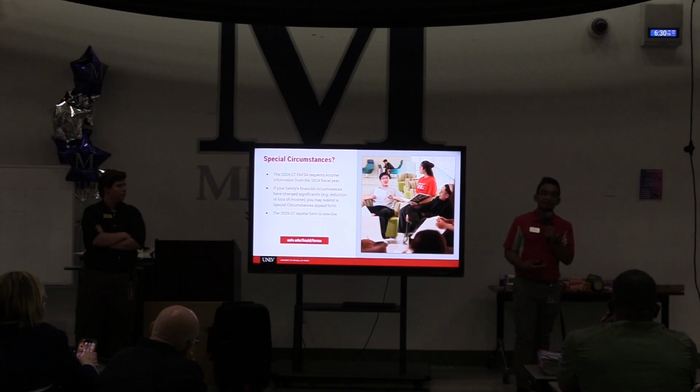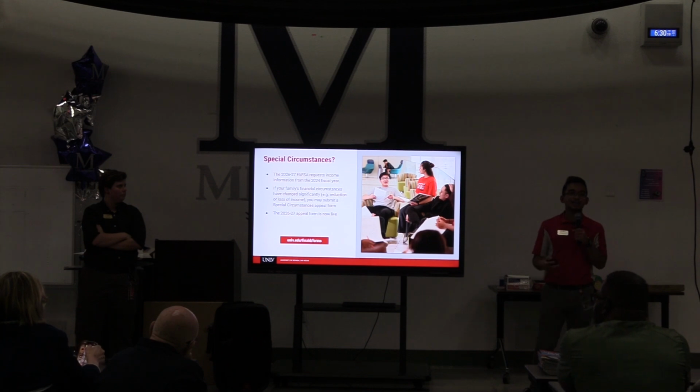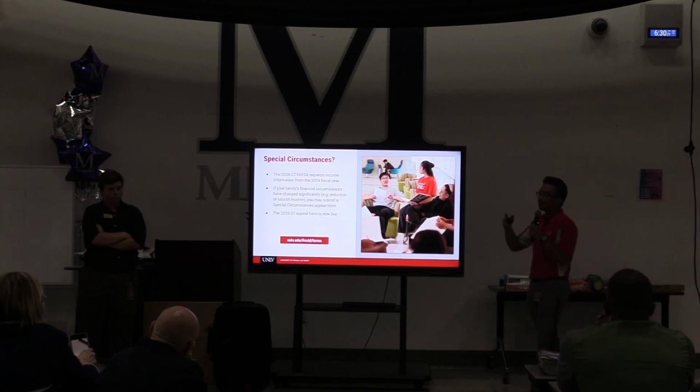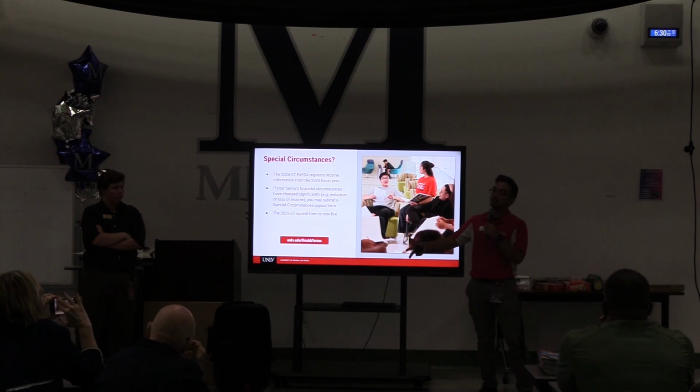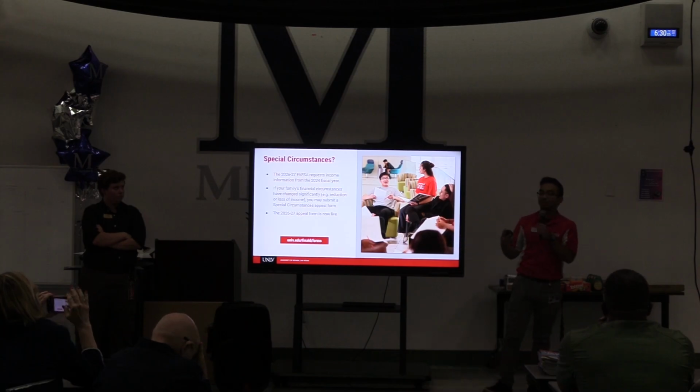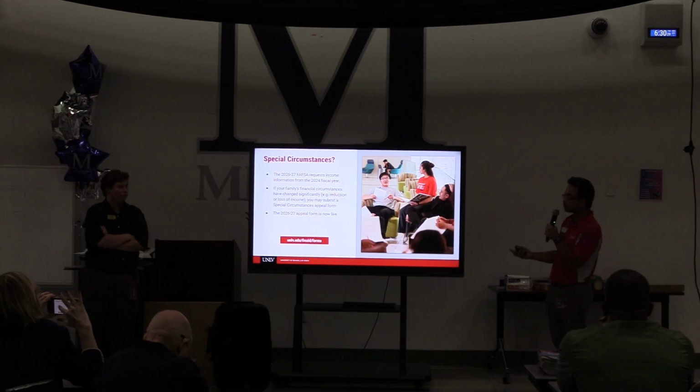So my office has an appeal process where you can basically give us the documentation, explain to us what happened, why the information on the FAFSA may not be accurate to present day, and we can reevaluate your FAFSA if you're not eligible for any need-based aid. Okay?